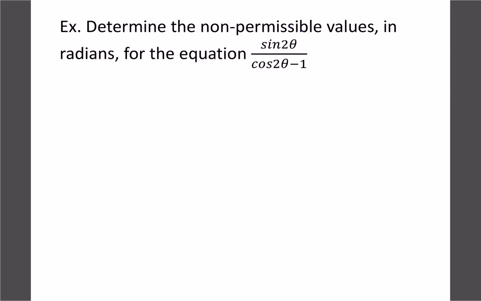So with our next one, our last one here, we've got sine 2 theta over cos 2 theta minus 1. So here's another one where it's pretty tough to do the non-permissibles the way it is. So let's do some simplifying first. If we simplify our top, sine 2 theta is 2 sine theta cosine theta, and on our bottom, we've got cos 2 theta minus 1, so we're going to have to pick the right identity to rearrange again.